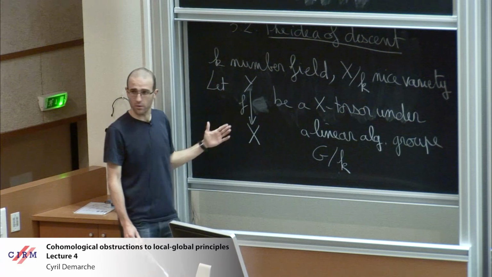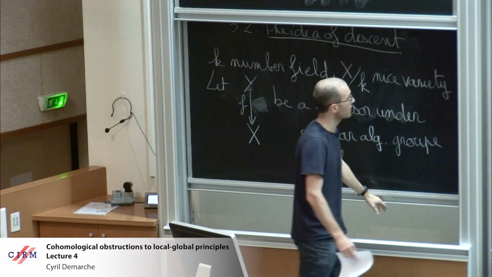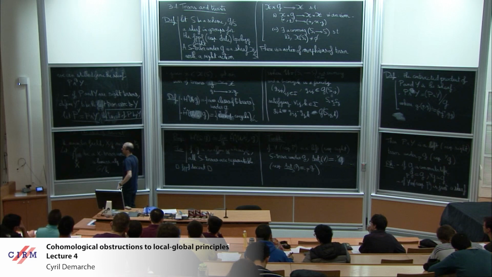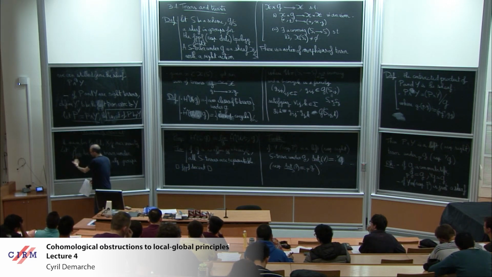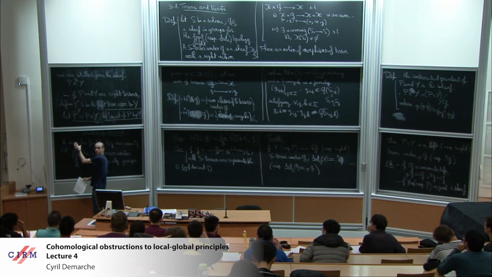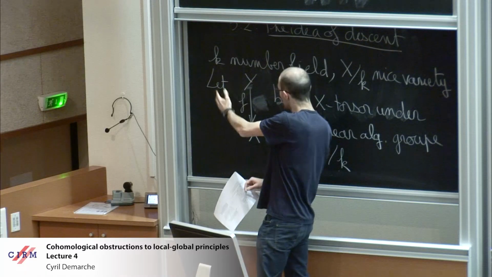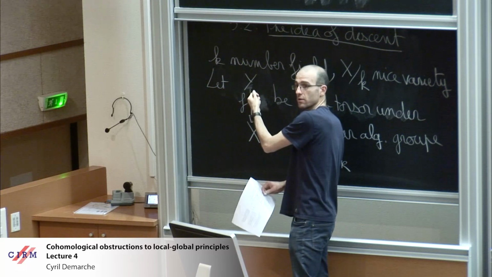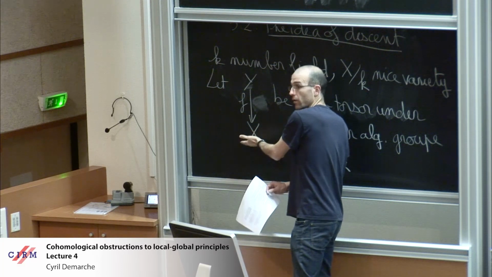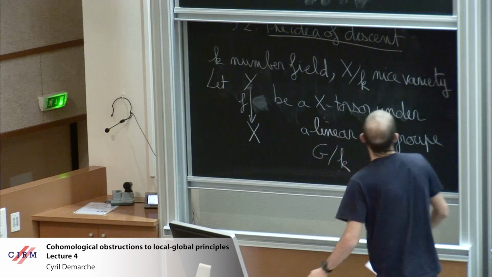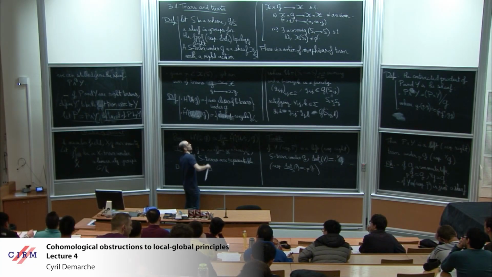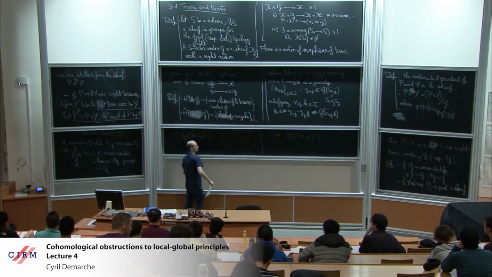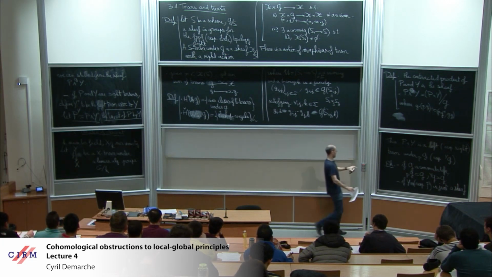So you fix such a torsor, and the idea is that even though looking at the local-global principles on obstructions on X in general won't be enough, if we look at the local-global principle on Y, for huge collections of torsors Y, it will give more precise information than what happens on X, okay? And let's try to make a precise statement of what I just said.